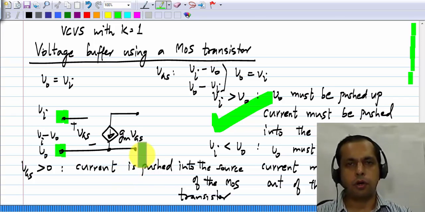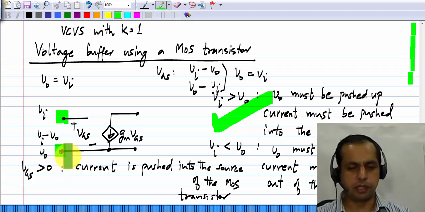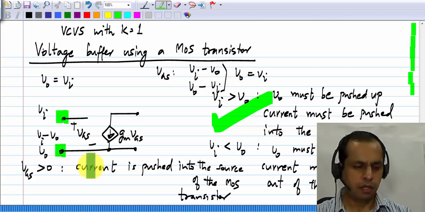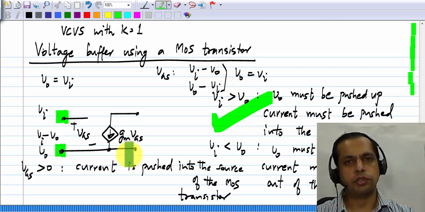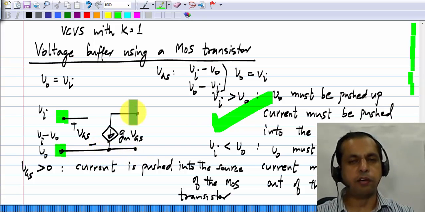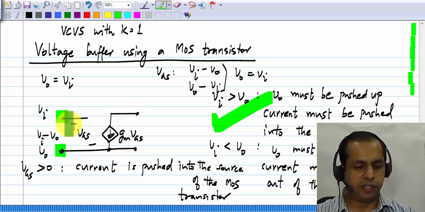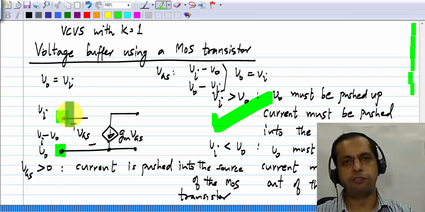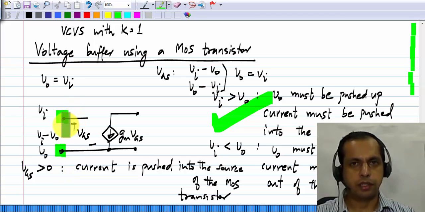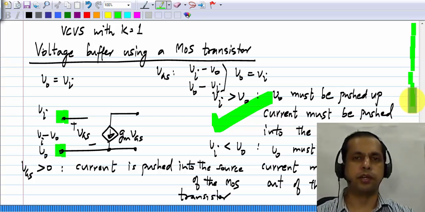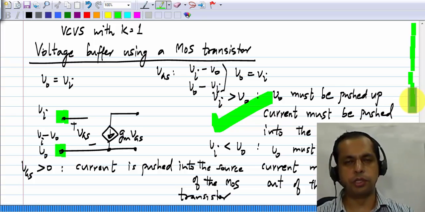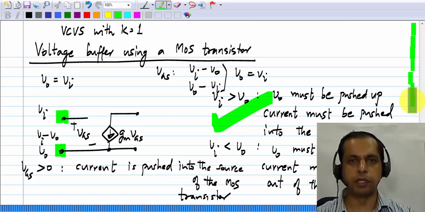Now I already knew what the topology must look like, so I considered only this combination, but you can try the other way around. Now I took the output from the source, so instead of that you could try taking it from the drain node. Then you will find that you cannot arrange this negative feedback in a convenient way. You won't be able to do it. So when you synthesize a new circuit, sometimes you go through different choices which may be incorrect, but finally you arrive at the correct one.